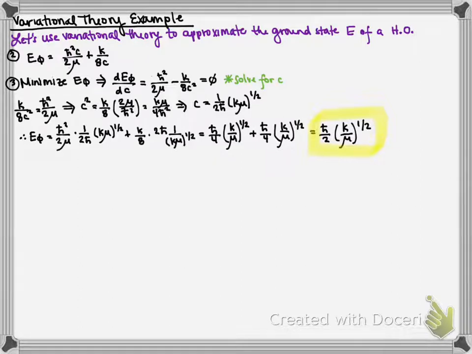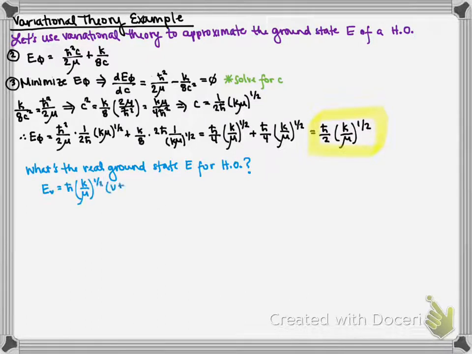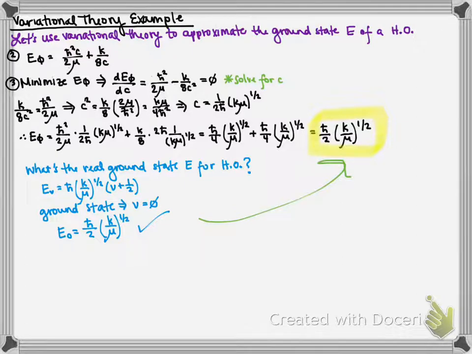Does that look familiar by chance? So scroll back in your notes, pause the video for a minute, and look at what the ground state energy of a harmonic oscillator is. So what is the real ground state energy for a harmonic oscillator? Our expression is E_ν equals ħ square root of k/μ times quantum number ν plus 1/2, and the ground state quantum number is ν equals 0, which gives us back exactly what we got up here, right? That energy is equal to ħ/2 square root of k/μ. So we can see here that variational theory does work.